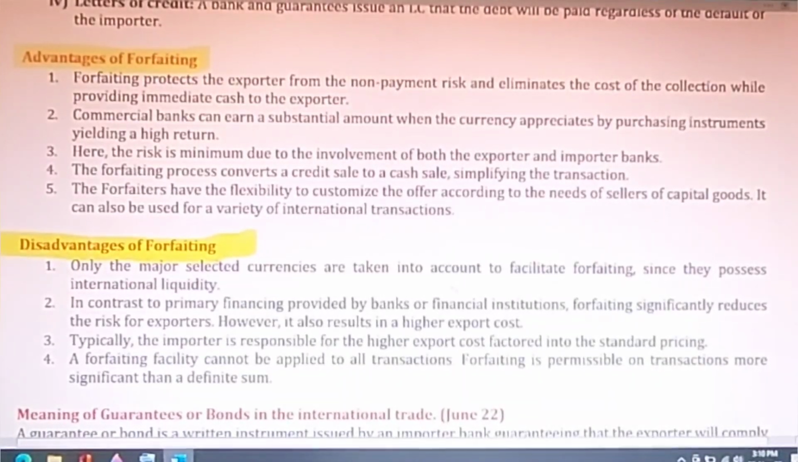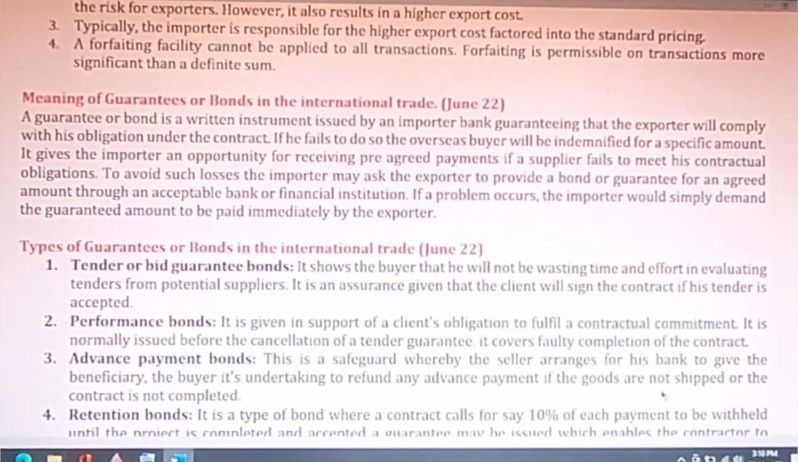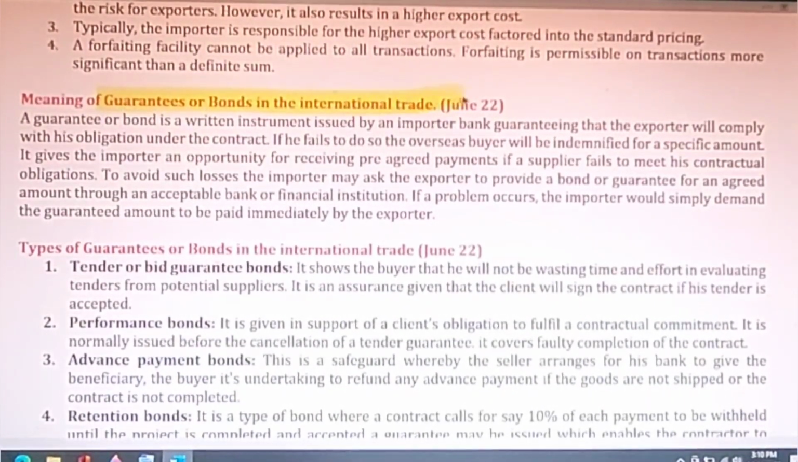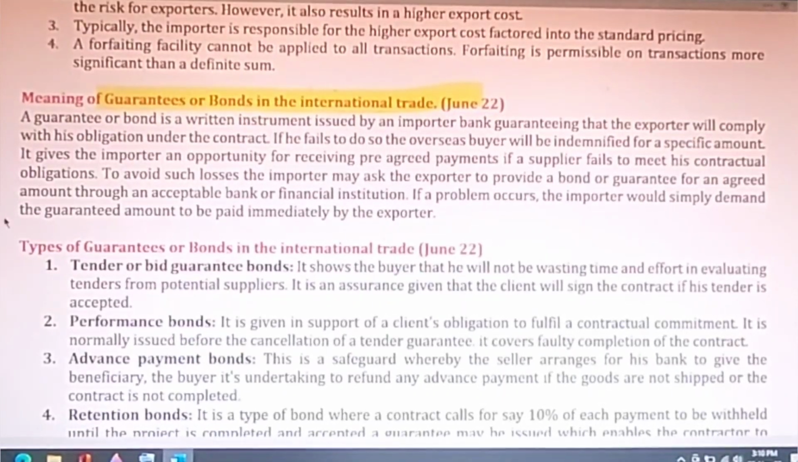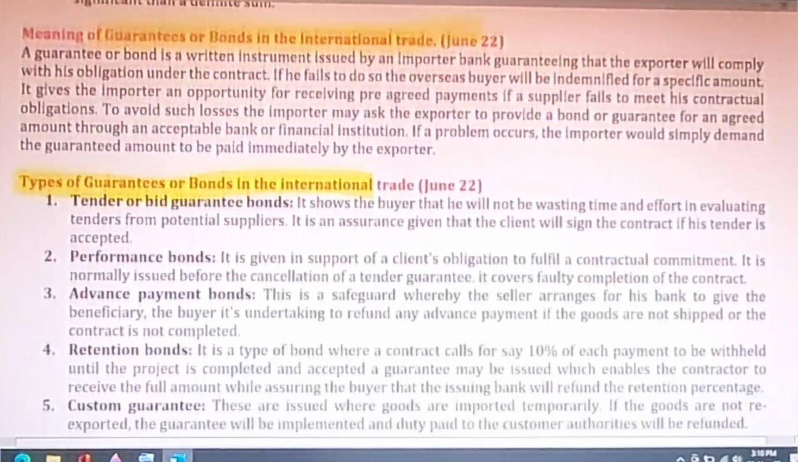And the next question also came in June 2022. It was about the different types of bonds and guarantees issued in international trade. So, all these different types of bonds or guarantees. So, this question came in June 2022.